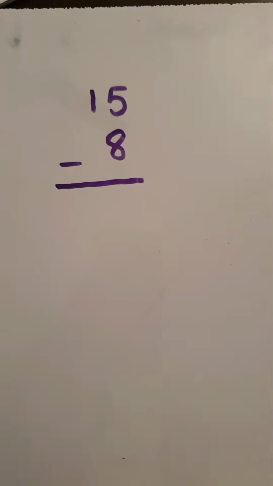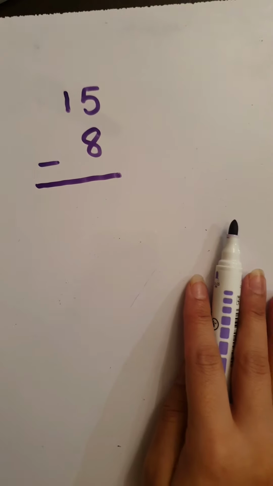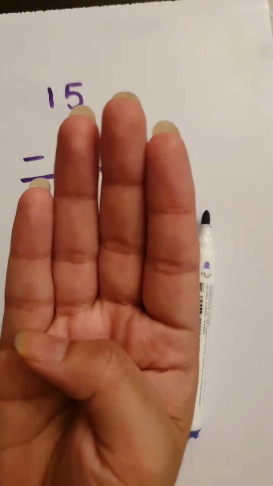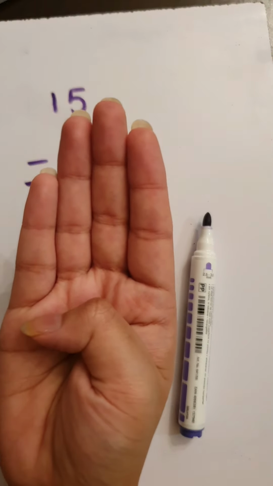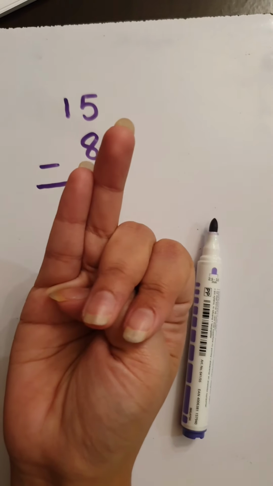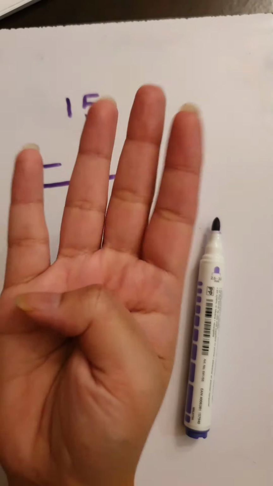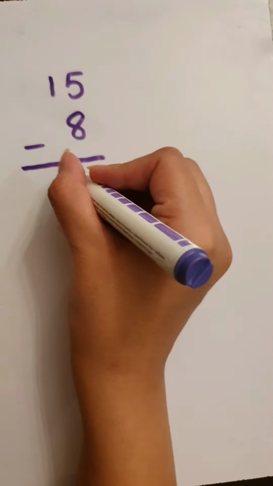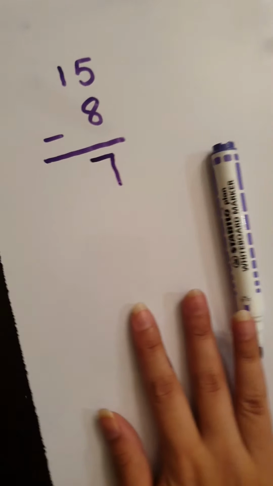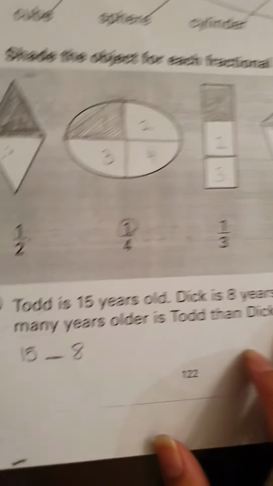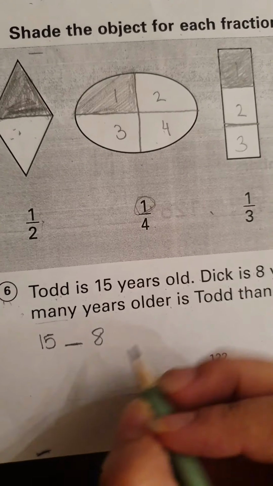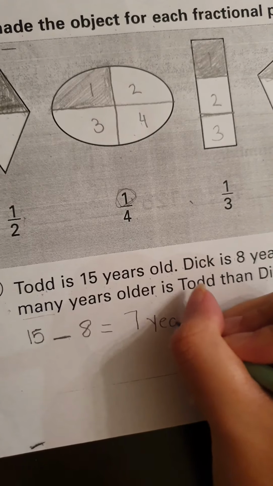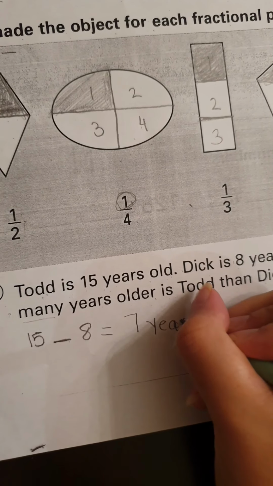So 15 goes in my mind since it's the bigger number, and I will take 8 fingers out and I will count off backwards from 15 because this is subtraction. So 15 is in my mind, then I have 14, 13, 12, 11, 10, 9, 8 and 7. So my final answer is 7. So I will go to my book now, and I will write 15 minus 8 is equal to 7 years. There we go, guys. Wasn't this fun?